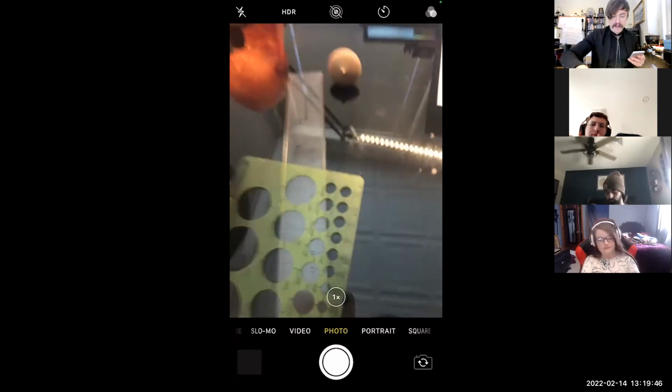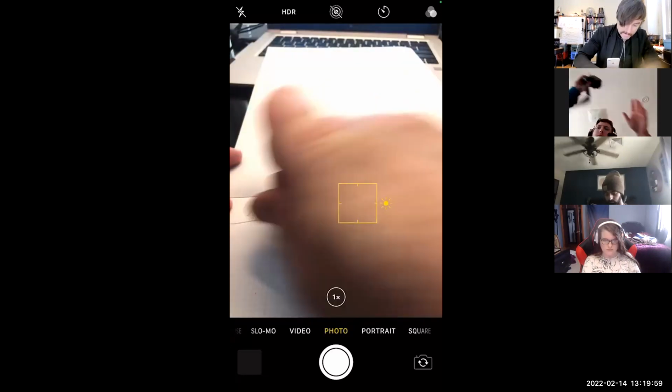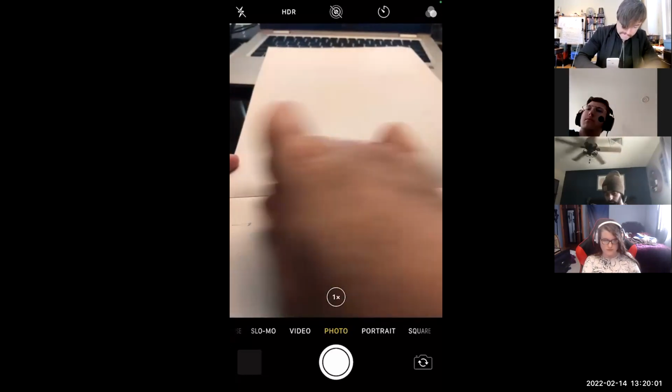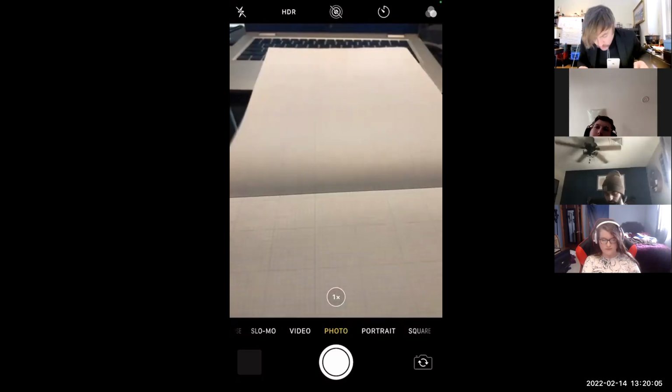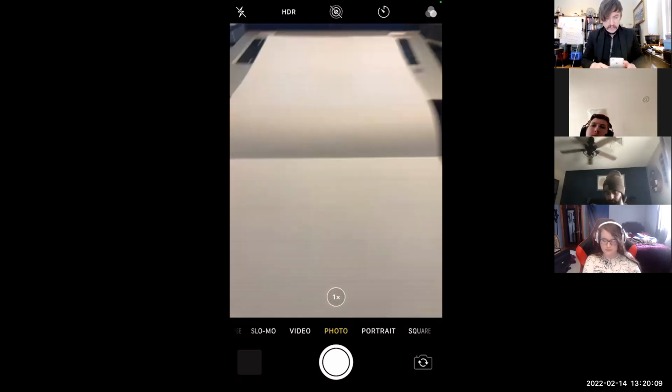Here's a nice piece of graph paper. I want to make use of this. It's got a little thing on it. I don't know why it says 15 people, but.